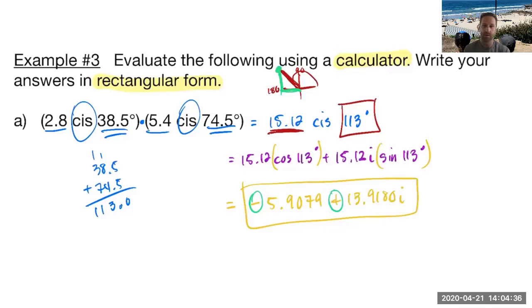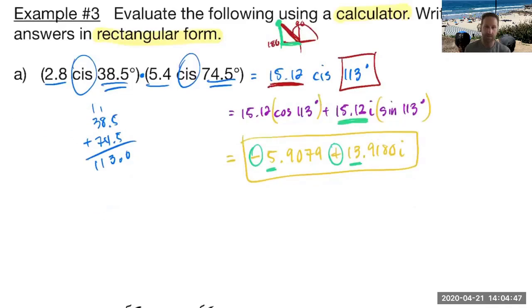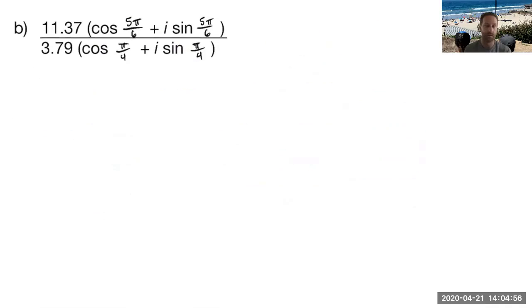And of course, we know that our X and Y, or A and B, should be less than our R, and both of these are. Okay, so let's try one that has radian measure now and a quotient instead. So again, pretty nasty numbers. Let's make sure that we know how to do that very quickly.